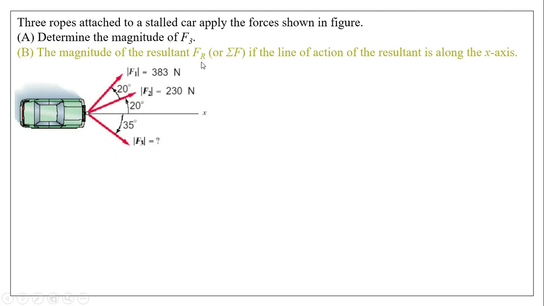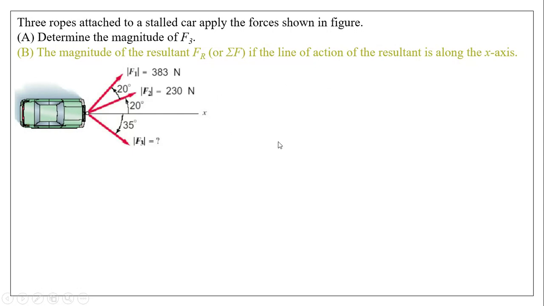The subscript R here just implies the word resultant, but resultant is the same as net, which I have here in parentheses, net force, or the total force. It says the line of action of the resultant is along the x-axis. So the car is just going to move straight to the right. It doesn't veer up or down. So that is important to keep in mind as you keep up with this problem, okay? All right, so let's go and knock this out.